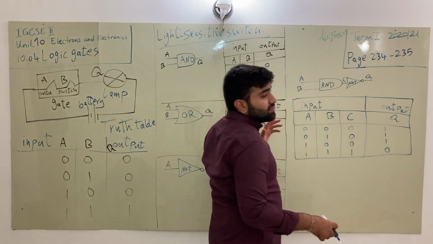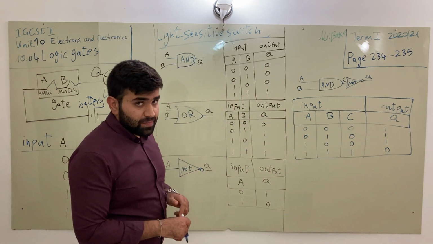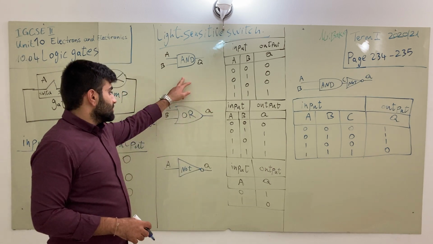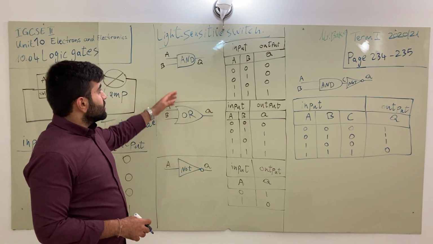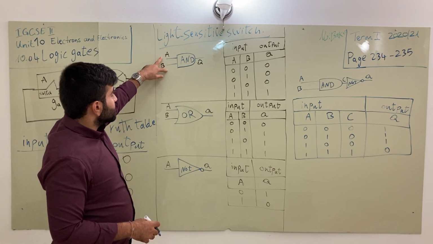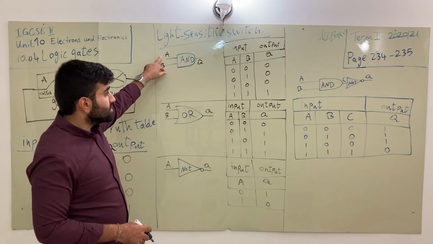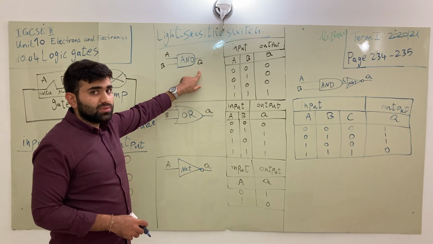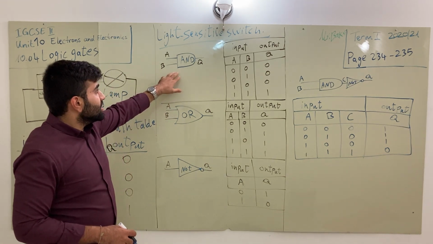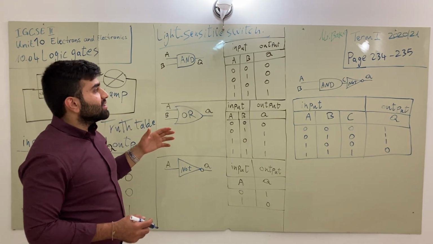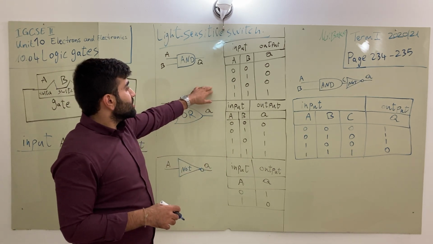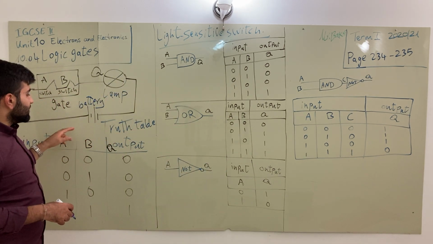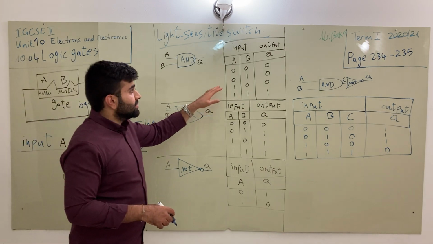So we have many gates: AND, OR, and NOT. Each gate has 2 inputs and 1 output. Let's see the AND, which is like multiplication. We'll see the cases with truth tables, as we did here.